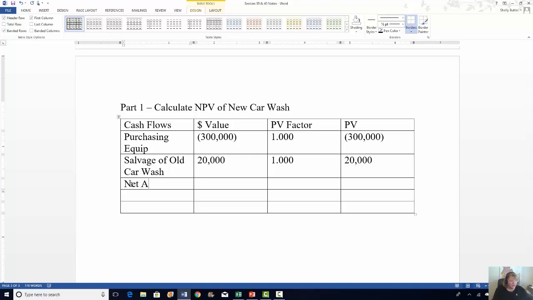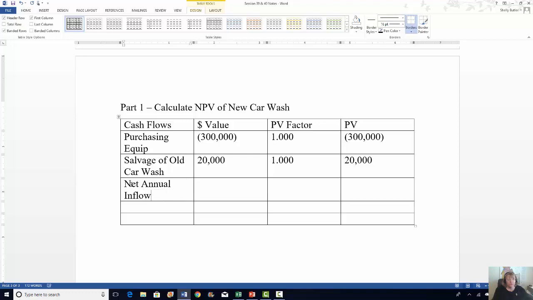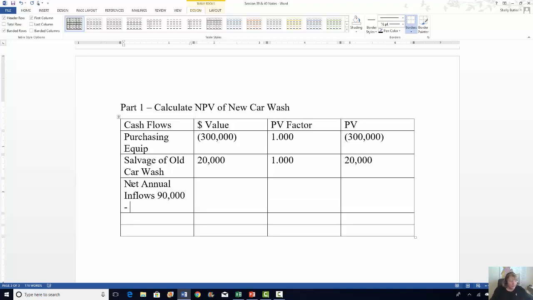And then we need the net annual inflows, which is the 90,000 minus the $30,000. And that is $60,000. And the present value factor, if you look it up at 10%, 10 years, is 6.145. So the present value of all of those payments is $368,700.